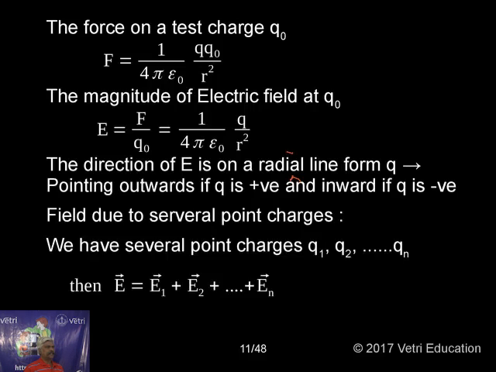Field due to several point charges. Just now we have seen what the force due to several point charges is. Similarly, what is the field due to several point charges? Simply the vector sum. E1 is the field due to Q1, E2 the field due to Q2, each with its own direction. Q3, E3. So the total electric field is simply the vector sum of E1 plus E2 plus E3 and so on up to En.